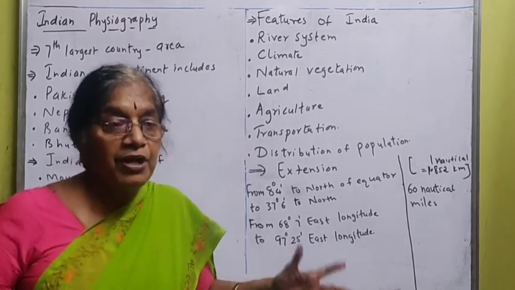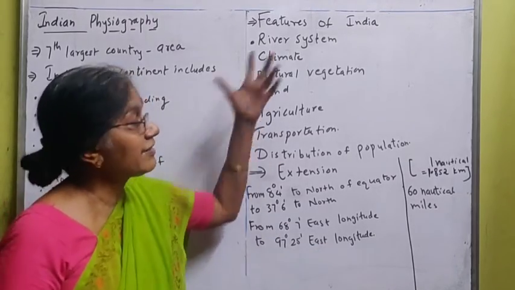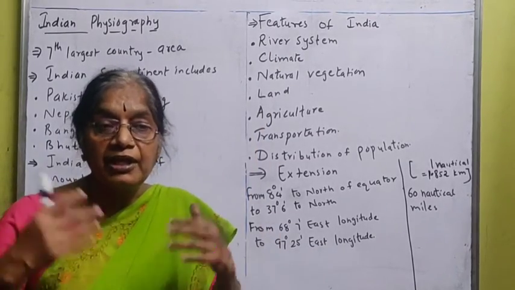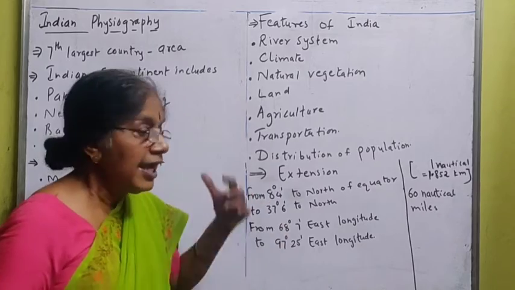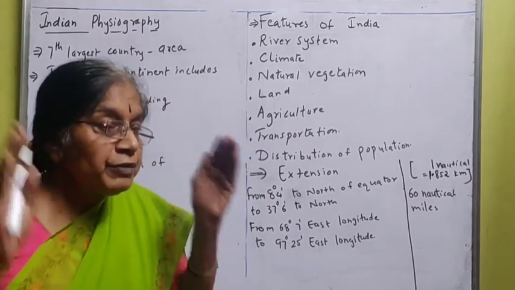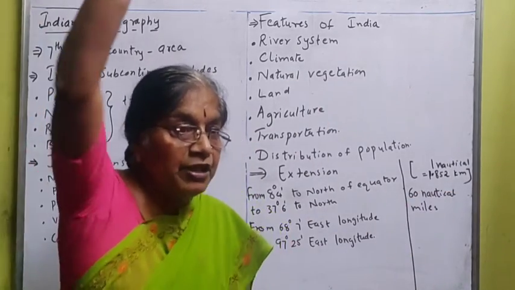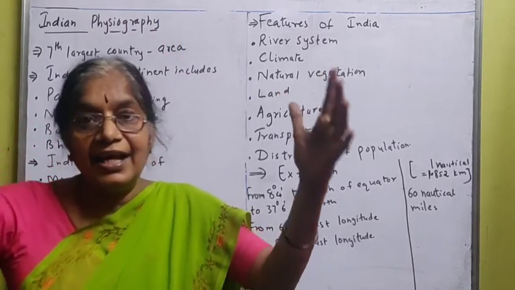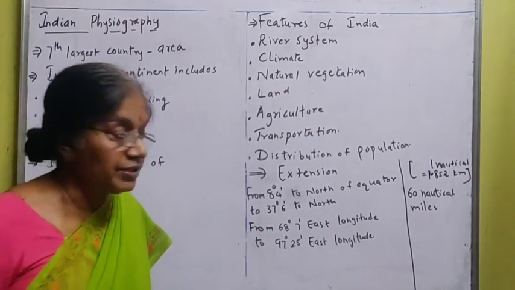So distribution of population is very important, plays a very important role for the economic development of India. Then extension: between which latitudes and between which longitudes India lies. That is the extension. Okay.